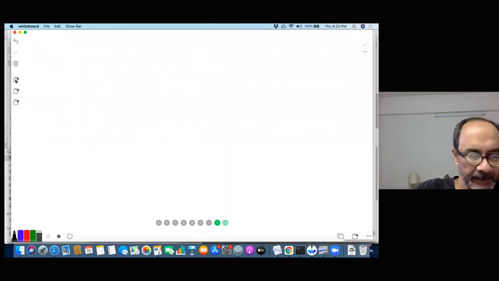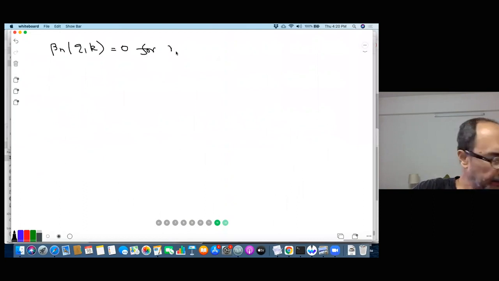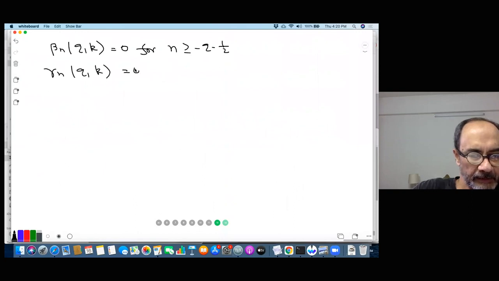Okay, so let me write this again. We get this relation that beta n on Q k is zero for n greater than or equal to minus Q minus half, and gamma n on Q k is zero for n greater than or equal to Q plus three half.